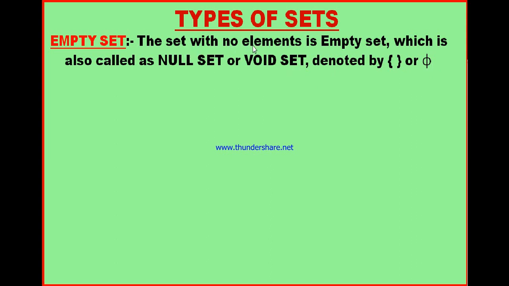Okay, an empty set means a set without elements, or a set with no elements is called an empty set. This is also called a null set, and it is also called a void set. This empty set is represented by these curly brackets without any element or the letter phi.